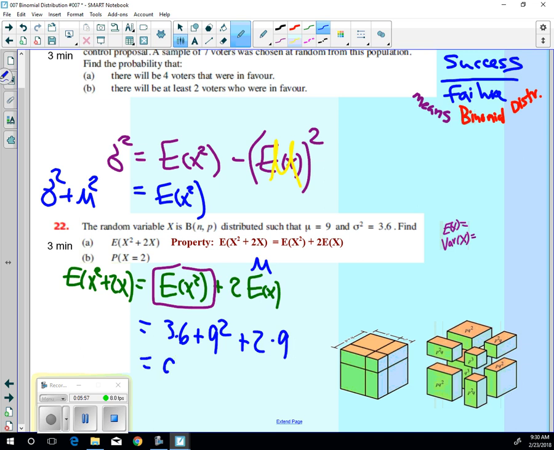So with your calculator, what is 3.6 plus 81 plus 1.8?